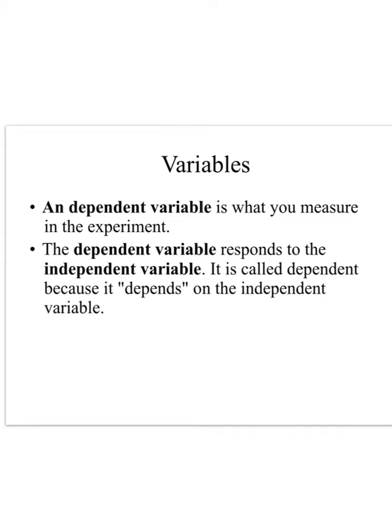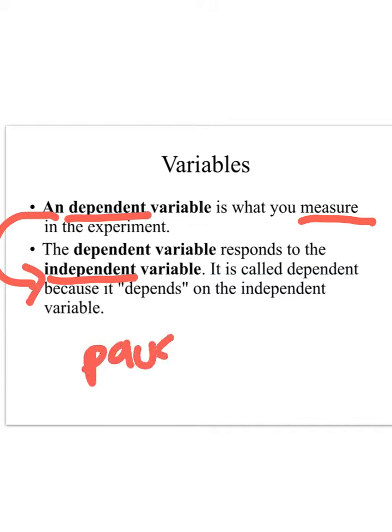All right, so the first thing, this is a good review on variables. You may remember from the scientific method notes, we have our dependent variable and our independent variable. We said that the dependent variable, again, is what you are measuring, and it depends on the independent. So at this point in time, you want to pause the video and get this information in your notes.